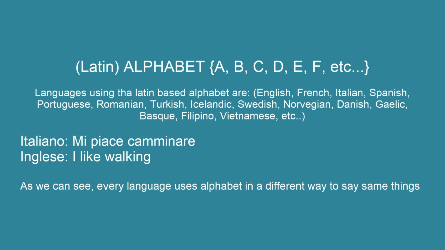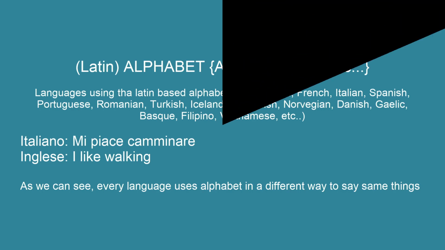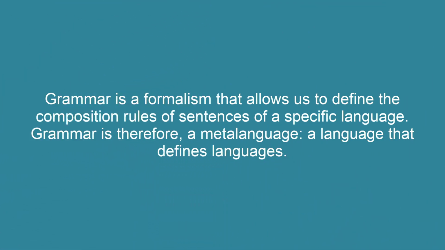Let's take Italian and English as examples. Both are based on the same alphabet, but both consist of different sets of phrases. Grammar is a formalism that allows us to define the composition rules of sentences of a specific language. Grammar is therefore a meta-language, a language to define languages. Let's go back now to the topic of the day, then, to language and linguistics.